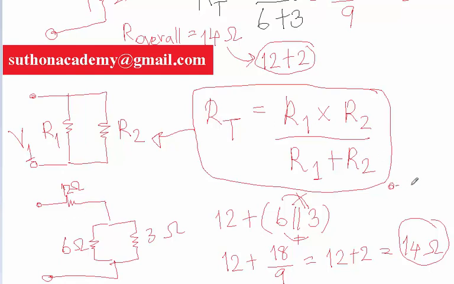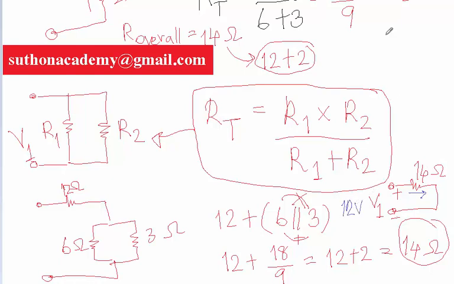So I will rewrite the circuit again to become 14 ohm, and back to the voltage source. This is maybe the plus sign, and this is the minus sign. You can see, and then we can calculate the current flow in from the positive to the negative here.